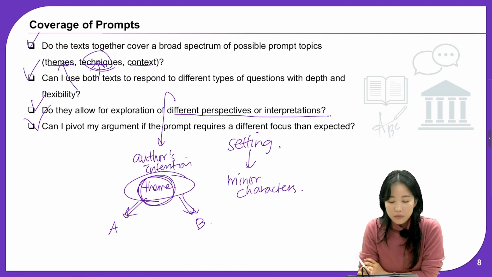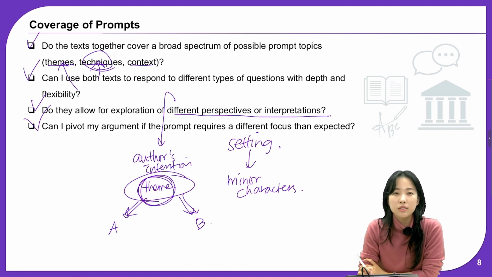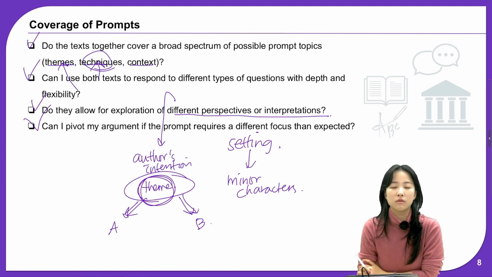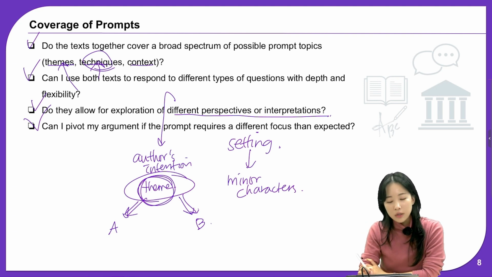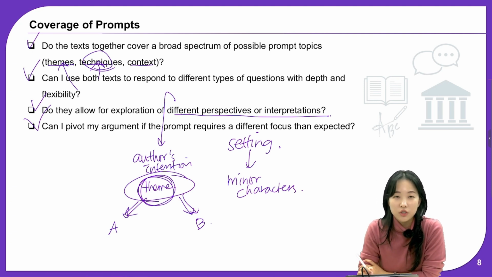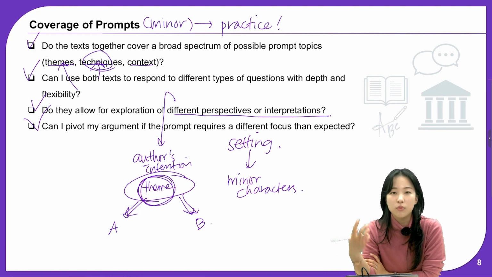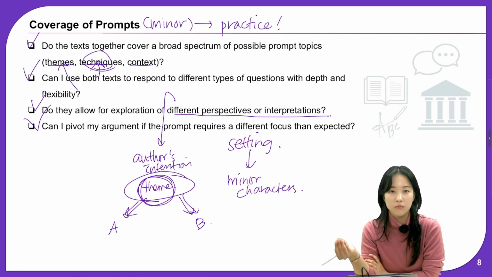Honestly, though, with coverage of different prompts, I will say this. Once you choose a paper, like two texts that have some kind of comparative potential, you don't really have to consider so much about its coverage of prompts. This is more minor. The reason why I have included this in here, though, is just to make sure that you're practicing with a lot of different prompts, because we cannot predict what prompts are going to be out for the next exam. There's no way of predicting. There is no pattern, okay?